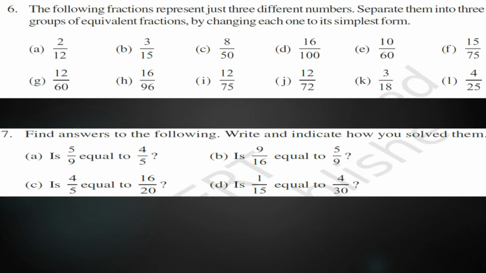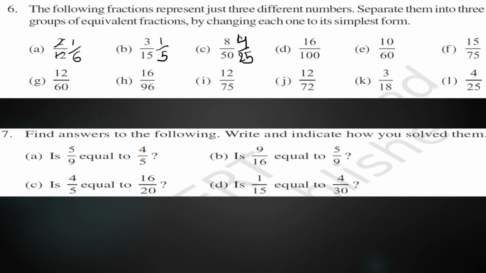The following fractions represent just 3 different numbers. Separate them into 3 groups of equivalent fractions by changing each one into its simplest form. Now let me write the simplest form. Here 2 is the common factor. This is nothing but 1 by 6. Here 3 is the common factor. This is nothing but 1 by 5. And here 2 is the common factor. This is nothing but 4 by 25.